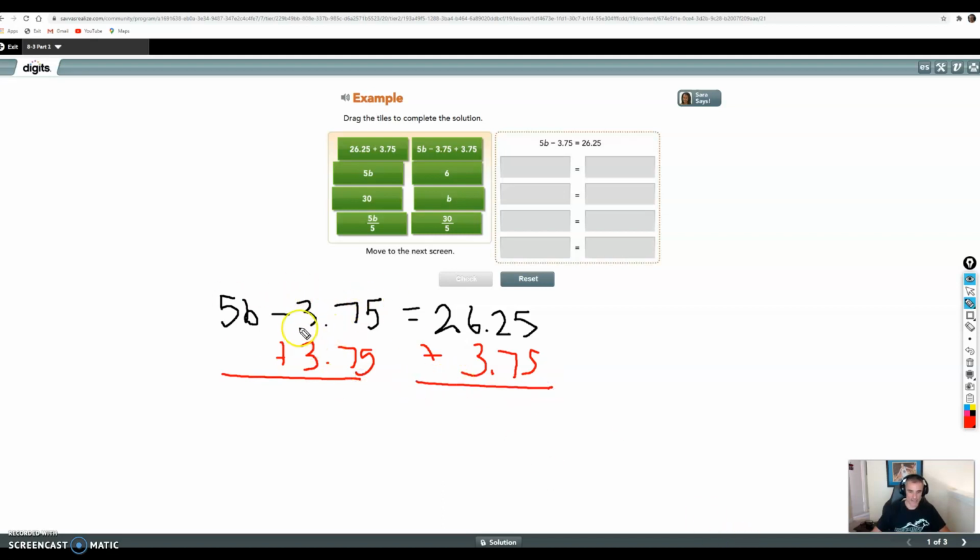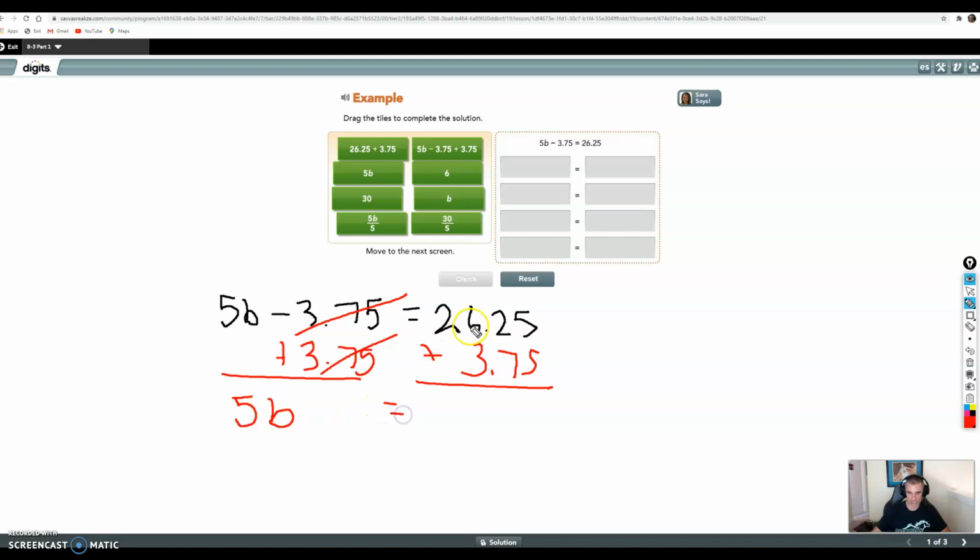On the left-hand side, this cancels out. If I take 3.75 from you, but then I'm like, oh, I'm sorry, and I give it back to you, that cancels each other out, right? You still have the same amount of money you started with. These cancel. So I'm left with 5b. That wasn't the greatest explanation, I realize.